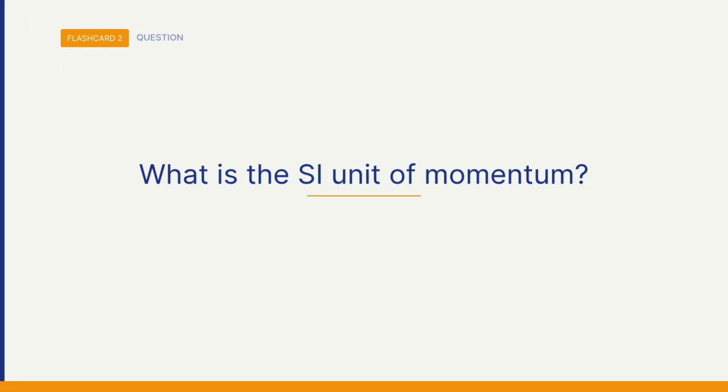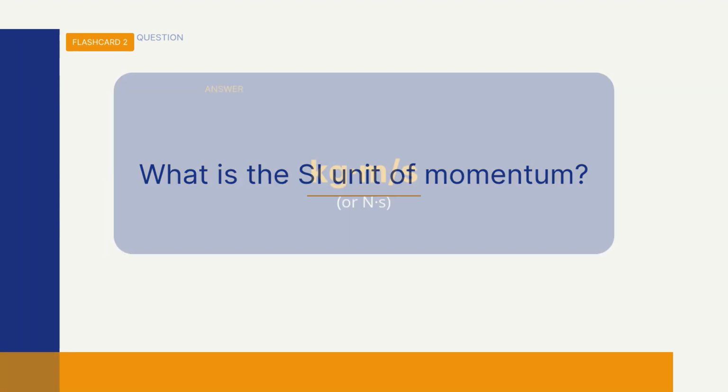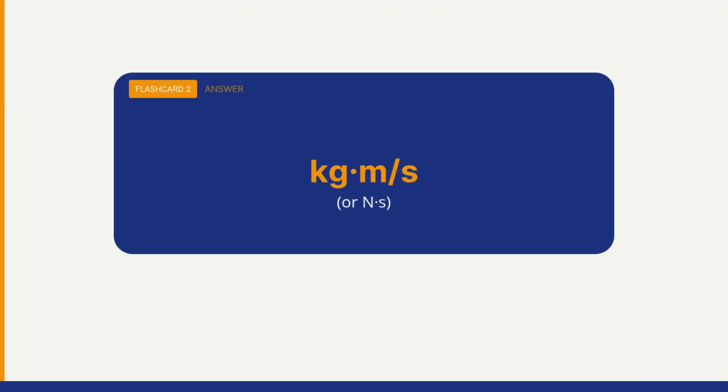Flashcard 2. What is the SI unit of momentum? Think carefully before revealing the answer. The correct answer is kilogram meters per second. Momentum can also be expressed as Newton seconds. Remember to include the correct unit in calculations.